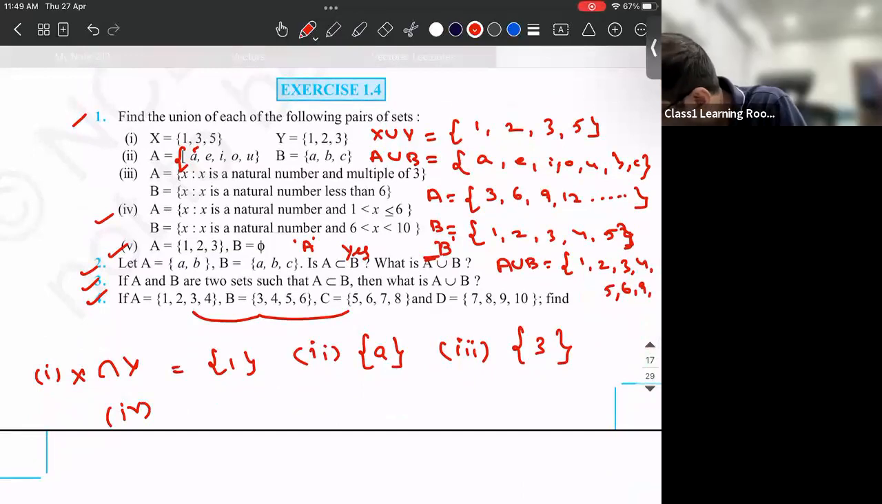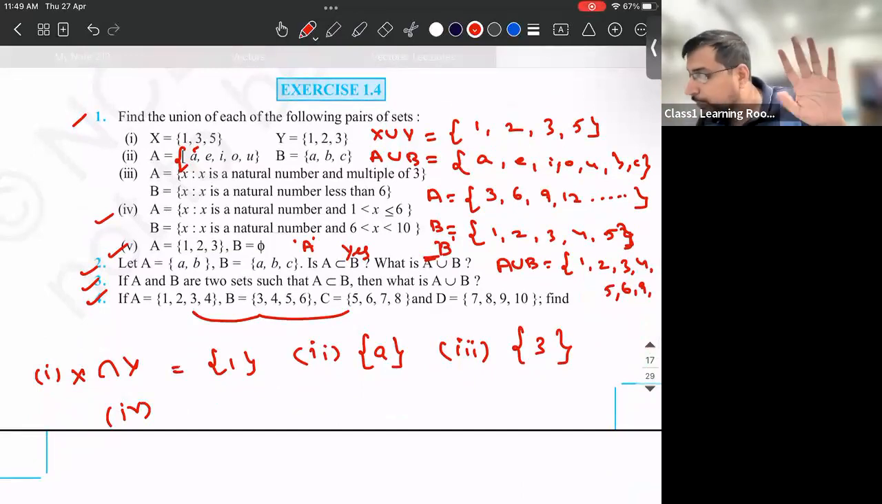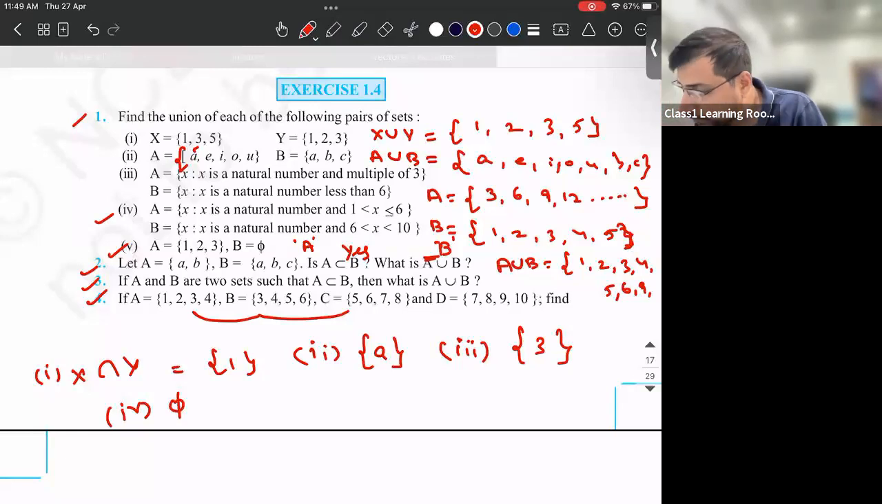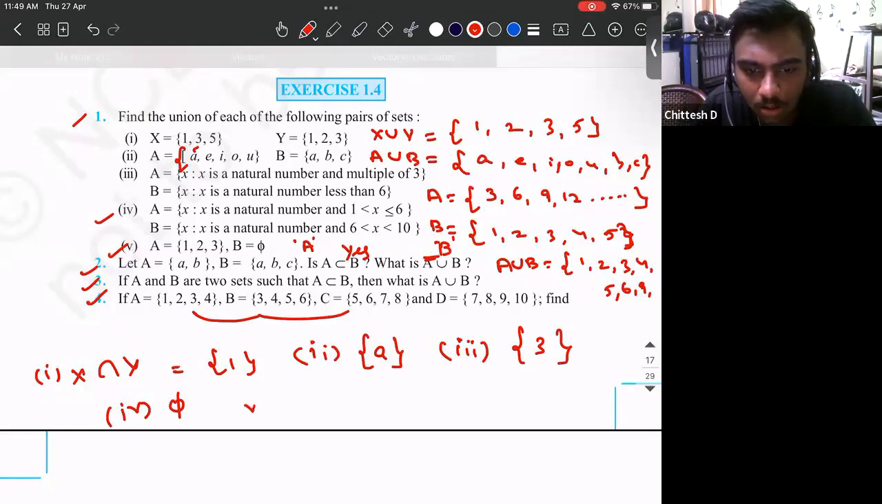Fourth one, we wrote the numbers, no? 2, 3, 4, 5, 6, 7, 8, 9. So 2, 3, 4, 5, 6 in the first one, 7, 8, 9 in the second one. So it is another set. It's a null set. Fifth one, null set. Sixth, again a null set. That's it. Good.